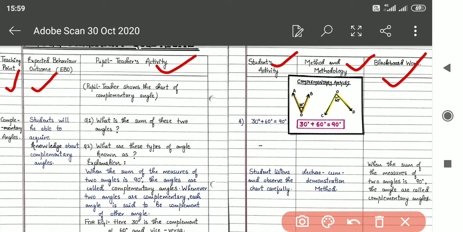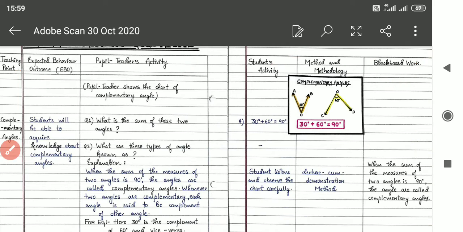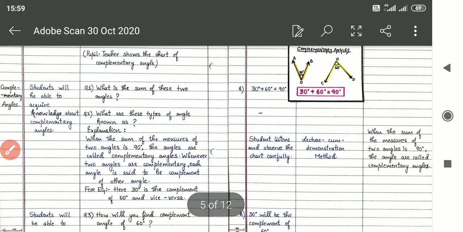Blackboard work is the concise form, the short form, the simplest form of whatever is explained. So explanation is too long, but a pupil teacher explains it in a detailed manner, but on the blackboard the pupil teacher carries few important sentences and writes it on the blackboard. So you can see here the pupil teacher has asked what is the sum of these two angles, showing the diagram which you can see on the miniature chart paper.